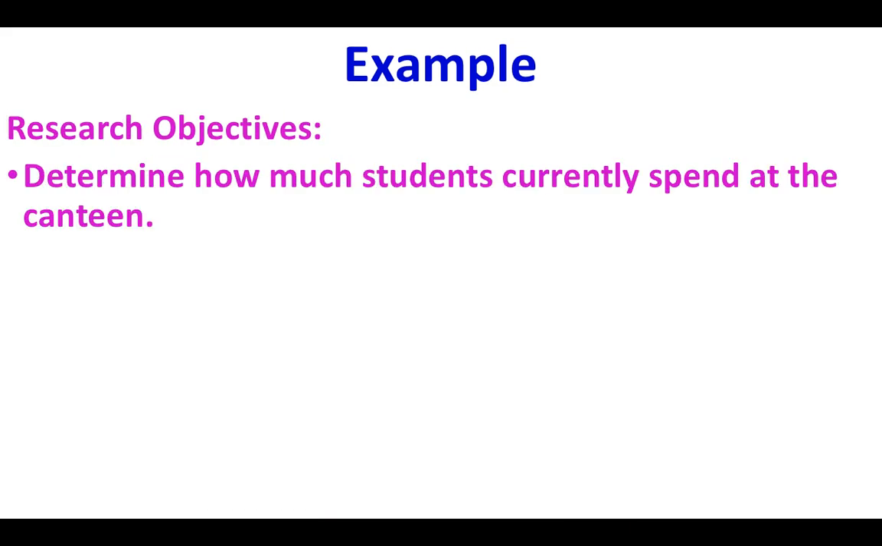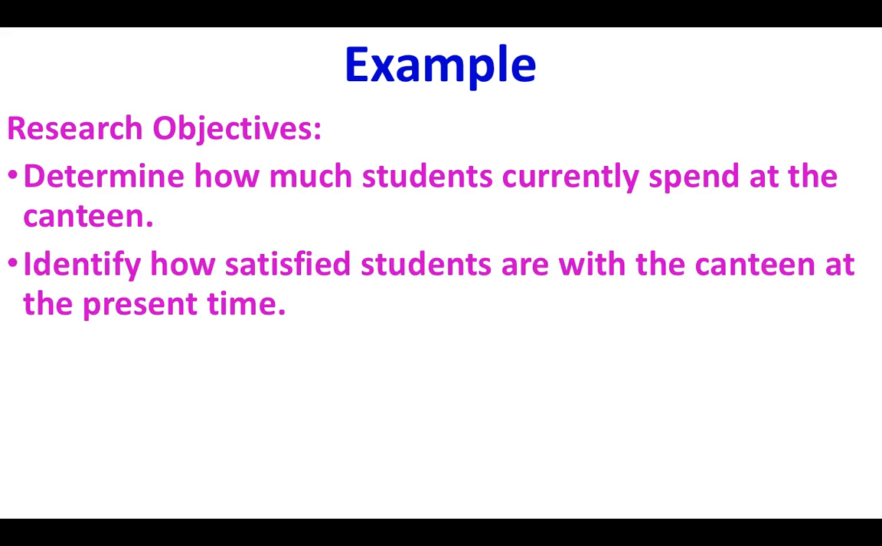So for example, I might say I'm going to determine, using one of those keywords, how much students currently spend at the canteen. When they go there, how much are they spending? Then we can identify how satisfied the students are at the moment with the canteen. So what's their level of satisfaction right now?